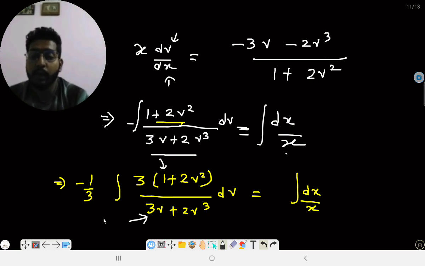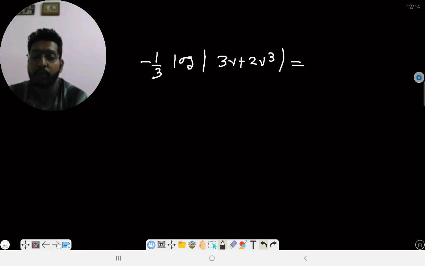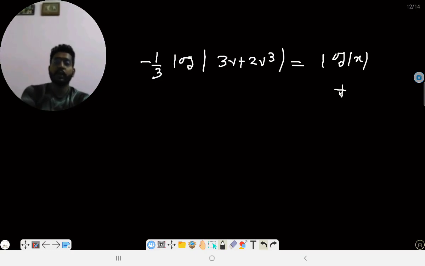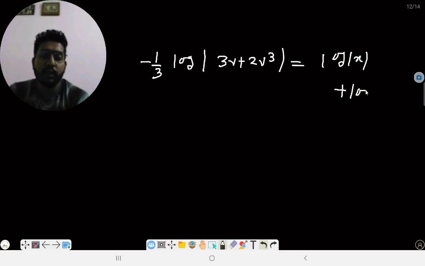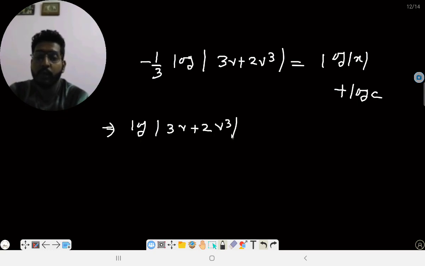I have given the formula: whenever the derivative of the denominator is the numerator, the integration will be log mod of the denominator. What is the denominator here? 3v plus 2v³. Equals the integral of 1 by x, that will be log mod x. Now you have to take the constant, you can take the constant as log c. So that will be log mod of 3v plus 2v³ whole to the power minus 1 by 3 equals log cx.